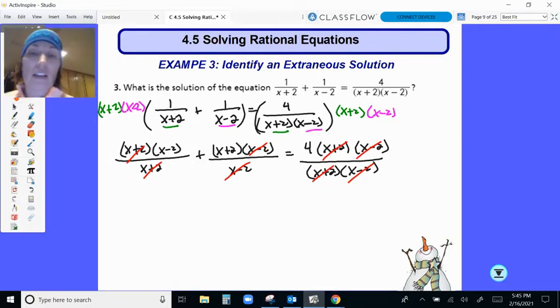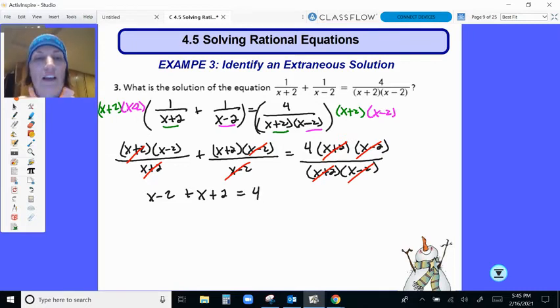Now remember, keep in mind, my restrictions are a positive 2 and a negative 2, right? My solutions cannot be those because those are my restrictions on that function. We cannot divide by 0, so those are restrictions, all right? So now I'm going to have x minus 2 up here plus x plus 2 equals my 4. This ends up being 2x. My 2s cancel out, positive 2, negative 2, equals 4. Divide by 2, x equals 2.